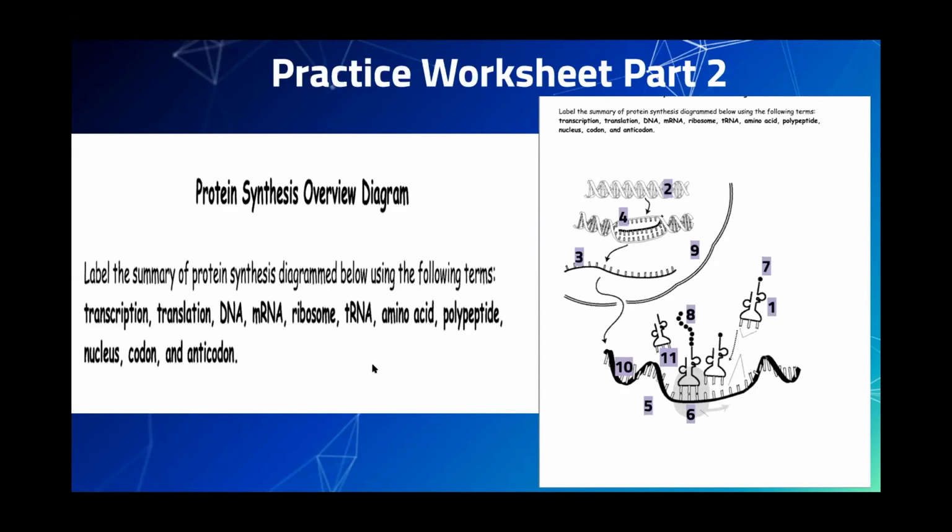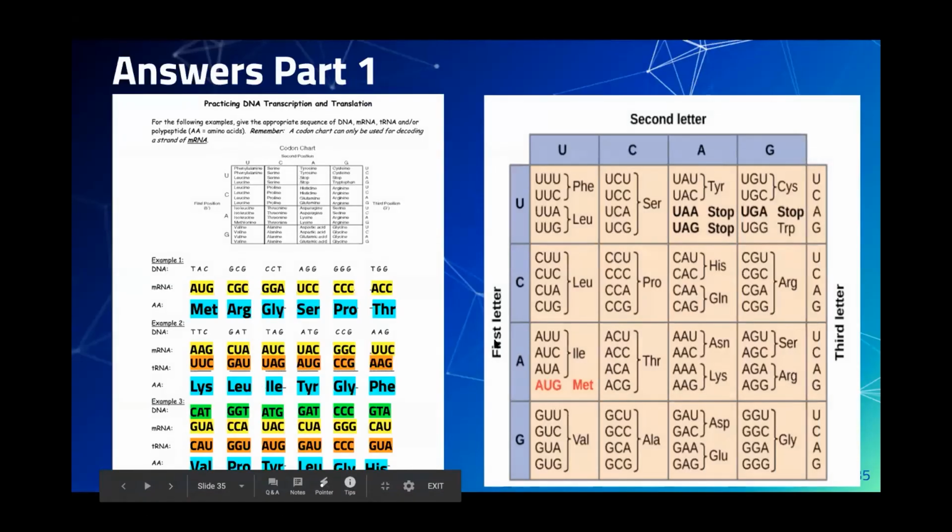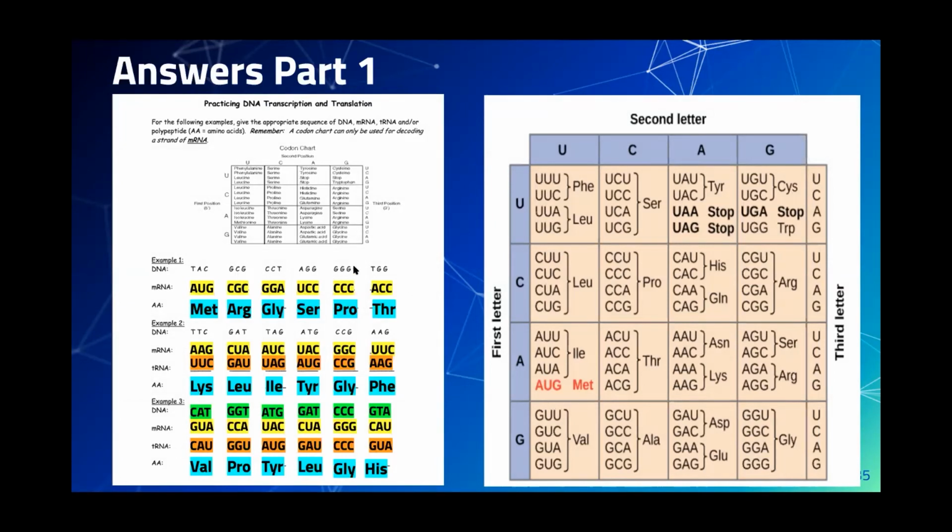All right, let's go over the answers. For part 1, the DNA TAC for mRNA would be AUG. Essentially it's just complementary. So GCG would be CGC, GGA would be CCU, and AGG would be UCC. GGG would just be CCC, and then TGG would be ACC.